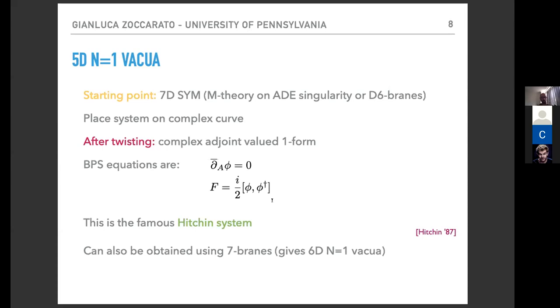So this system of equations is very famous. This is called the Hitchin system. Hitchin got it in '87 by considering instanton equations on a four-manifold and doing a truncation in two directions. So he did something similar to what we did somehow. Another way to get it, but in six dimensions, is by using seven-branes. In that case, you would start from 8D super Yang-Mills, talk about type IIB or F-theory. But we will not use that in the following.